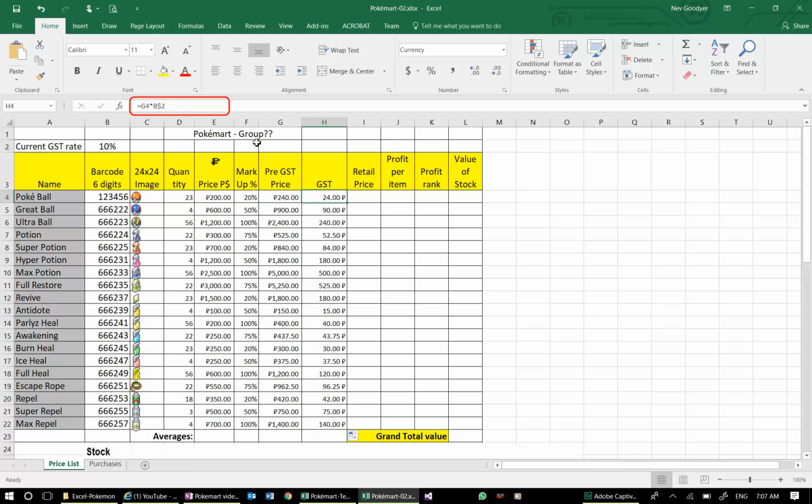Now in some cases if I was going to copy this to the right, then I would want my column absolute as well. So let's just go back here and put a $ in front of B. And then I can copy to the right and I will get 10% of my GST.